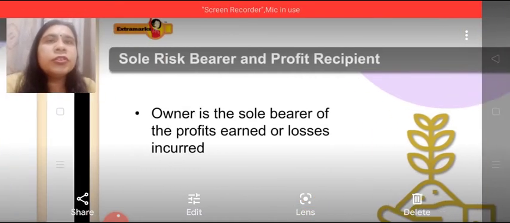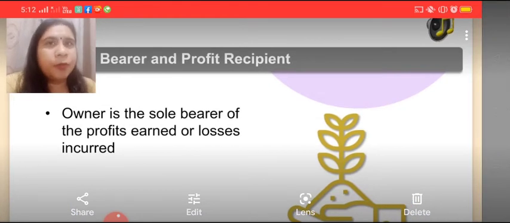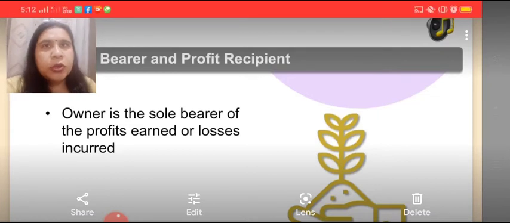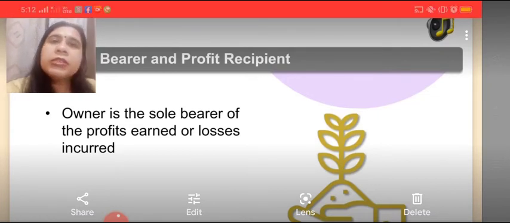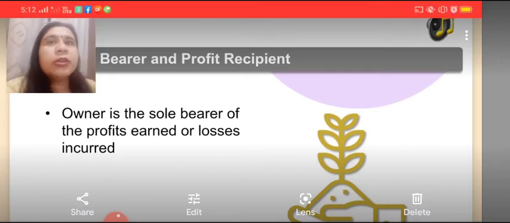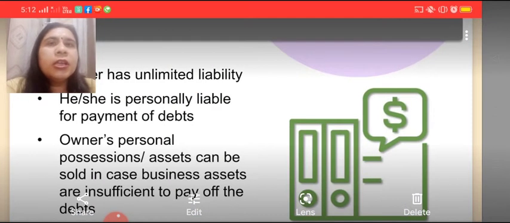Another feature is that the person alone is the risk bearer and the profit recipient. Now, whether he earns profit or he incurs losses, he is the single person who has to bear everything. The owner is a sole trader. He is the only person. He is the sole bearer of the profits earned or losses incurred.